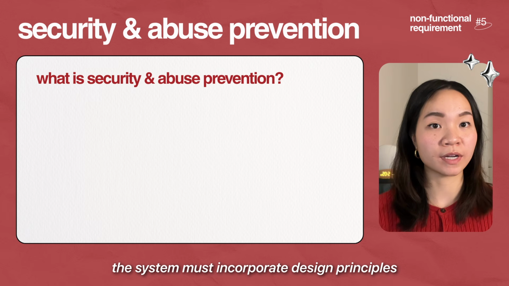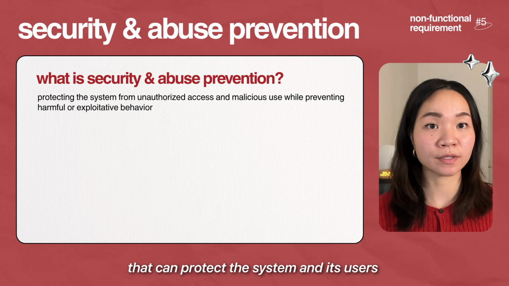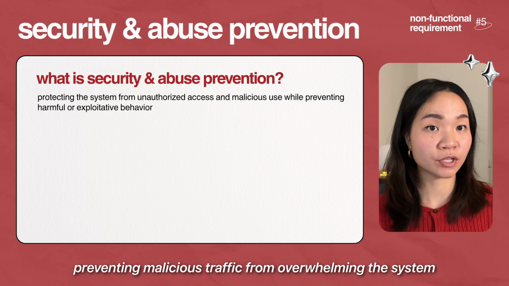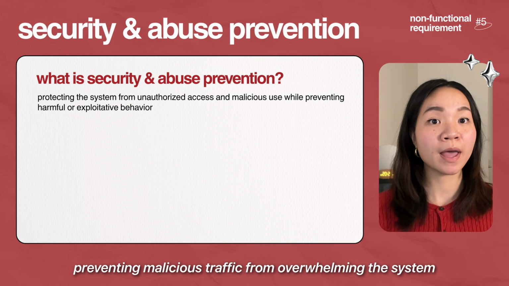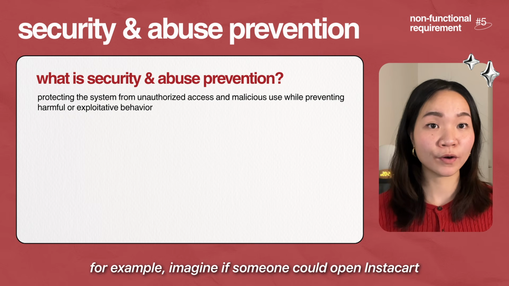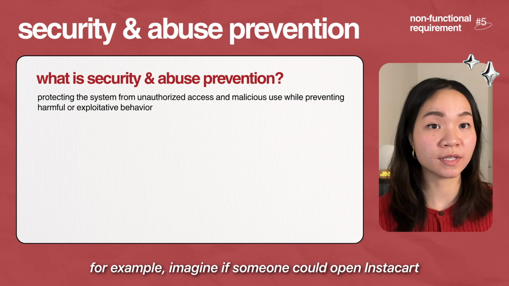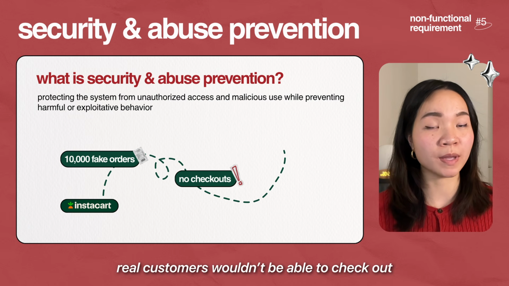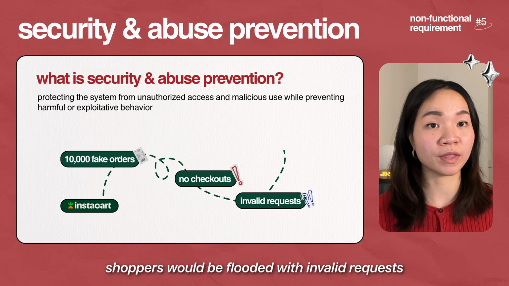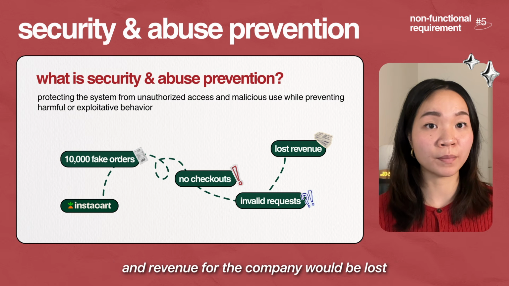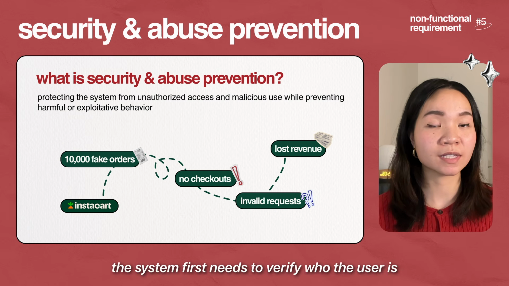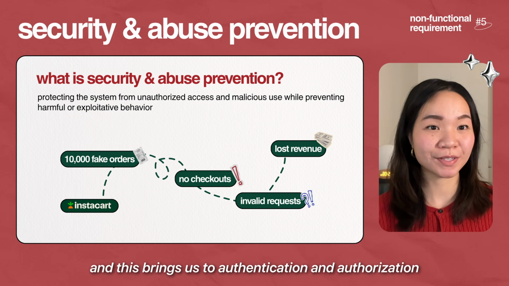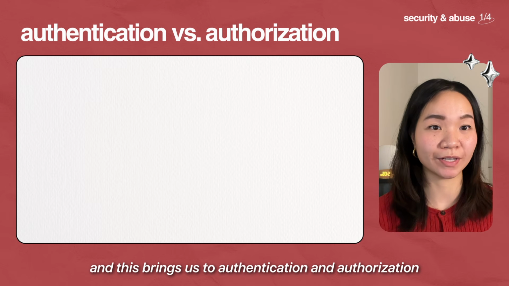The system must incorporate design principles that can protect the system and its users by ensuring only authorized actions are allowed, preventing malicious traffic from overwhelming the system, and protecting sensitive data. For example, imagine if someone could open Instacart and place 10,000 fake orders in a few seconds. Real customers wouldn't be able to check out, shoppers would be flooded with invalid requests, and revenue for the company would be lost. To prevent this, the system first needs to verify who the user is and what they're allowed to do. And this brings us to authentication and authorization.